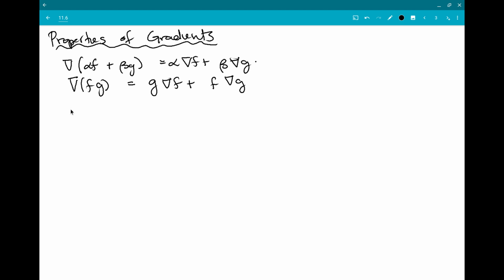There's also a quotient rule. So the gradient of f over g is g times the gradient of f minus f times the gradient of g, all over g squared.